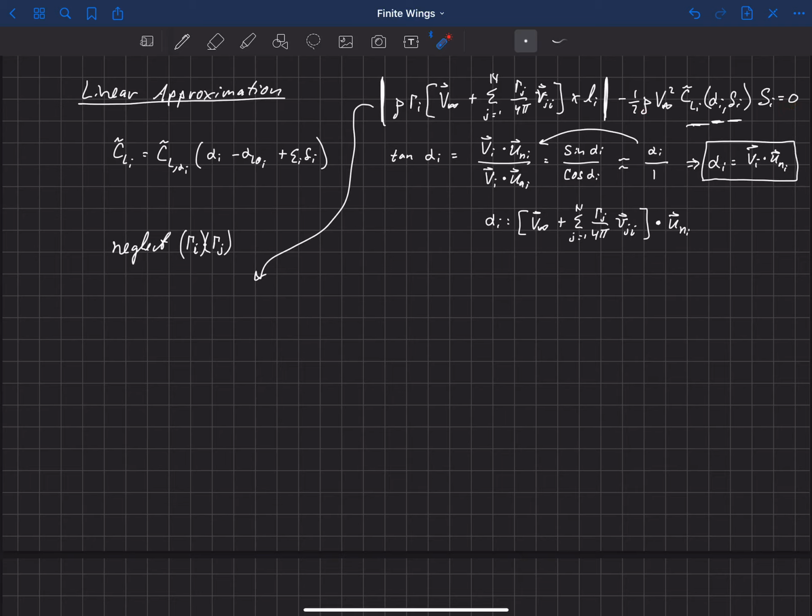So I'm just going to drop rho, and I'm going to be left with the magnitude of v infinity cross li. Remember, we dropped all of this summation term here, so we're left with v infinity cross li. And then on the outside of that, I'm going to have gamma sub I.